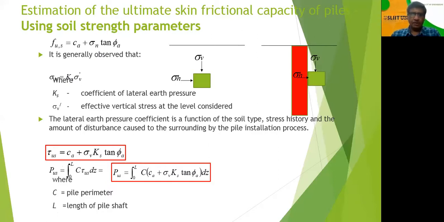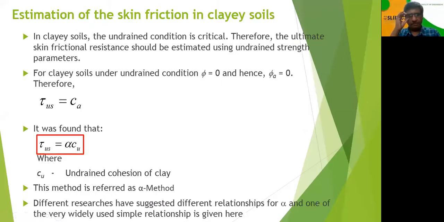This is the general equation that we will be using in the estimation of skin friction in soil media, and this will be in kilopascal. When you talk about the total carrying capacity, you have to integrate over the total length of the pile multiplied by the perimeter length of the pile. This is the final equation to calculate the total skin friction capacity of the pile. It will have the cohesive adhesion component and the frictional component. That is the format of that particular equation.